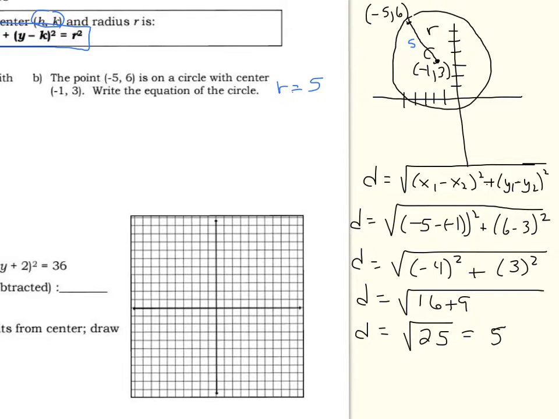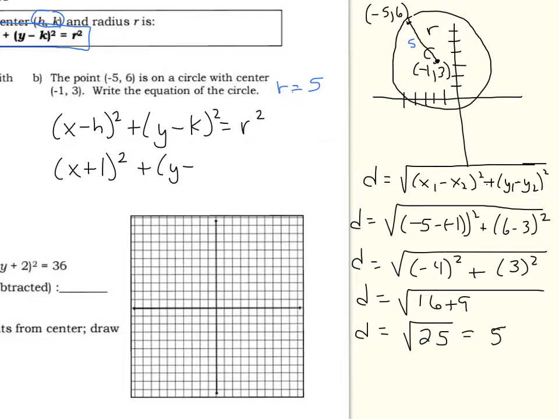We just write our equation. So again, it's x minus h squared plus y minus k squared equals r squared. h and k is the center, r is the radius. That's going to become x plus 1 squared plus y minus 3 squared equals 25.